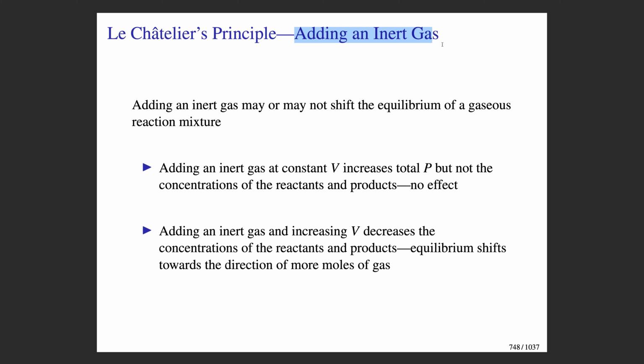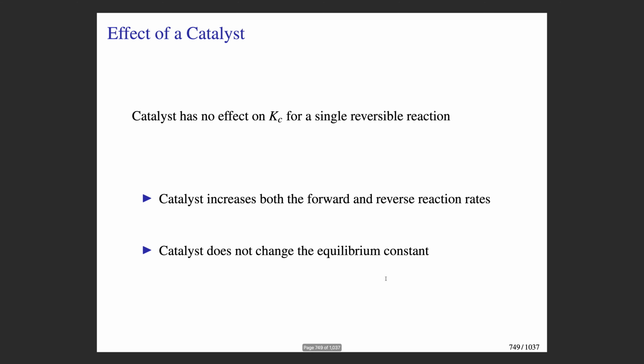Okay, so that's the rule for inert gases. If the container is rigid, there's no effect. But if the container is flexible, when you pump in an inert gas, that increases the volume, which decreases the concentrations of the reactants and products. The equilibrium shifts to make more moles of gas. Okay, and so these rules you want to practice. In my opinion, you'll need to practice. Oh, I got one more rule I forgot. The effect of a catalyst.